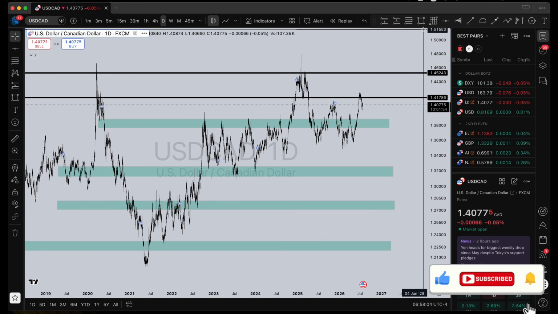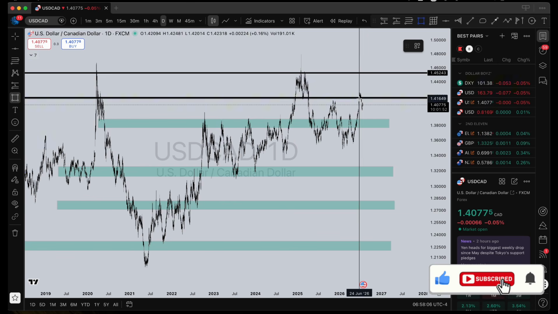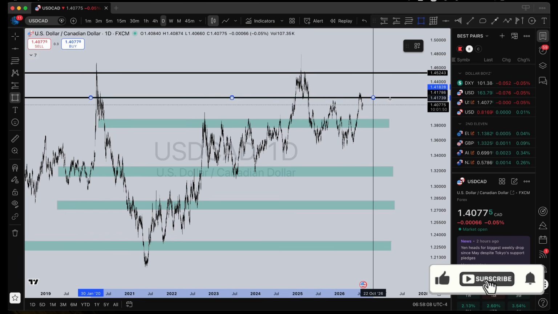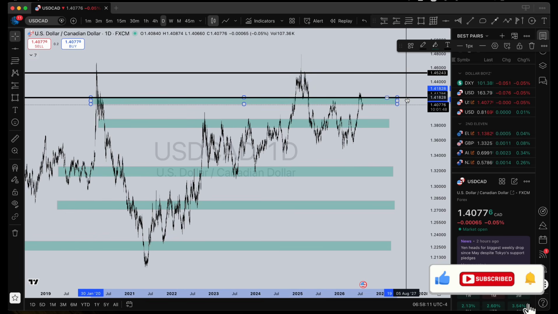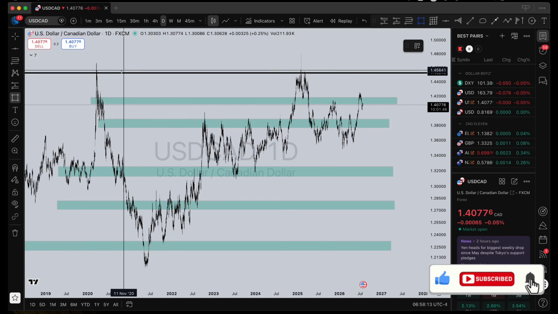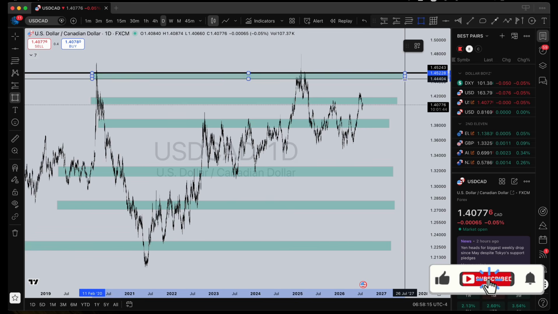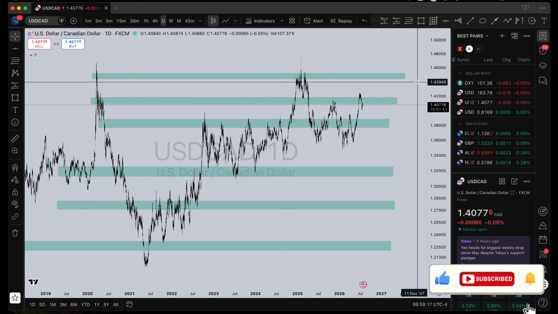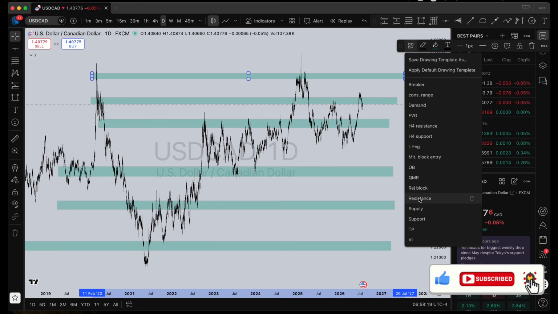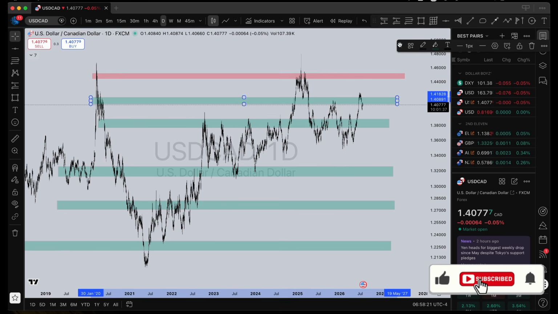So for this one here, because the market is already below this key level, it becomes your what? Your resistance. You understand? And this one also becomes your what? Becomes your resistance. The price is below it. So resistance, you change it to what? You change it to red.